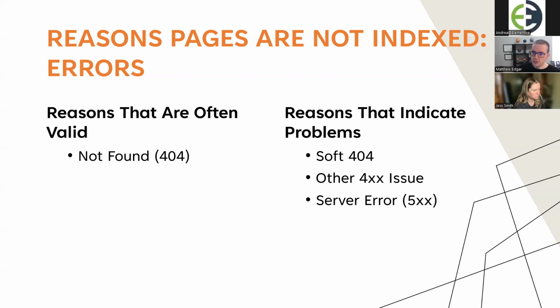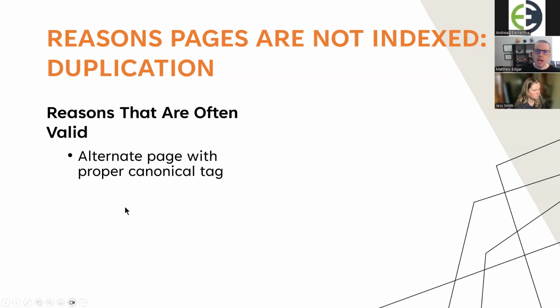Other times the server is down because of an actual problem, though, that you need to fix. Another category that we have for reasons pages are not indexed is duplication. So when it comes to duplication, one category is usually not a problem, and that's alternate page with proper canonical tag. That means Google was crawling through your website and found that you have a canonical tag present.